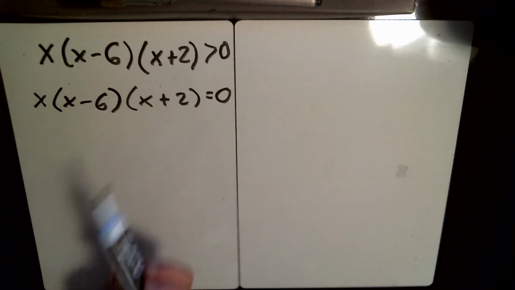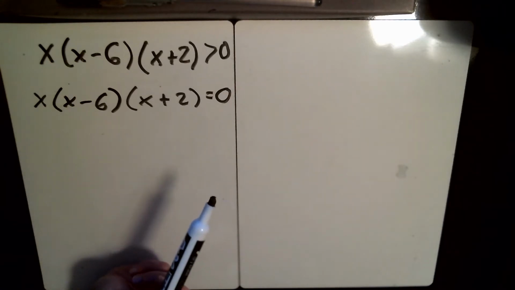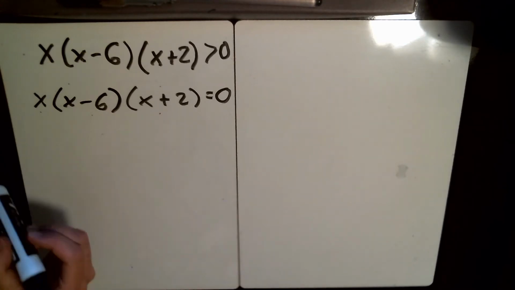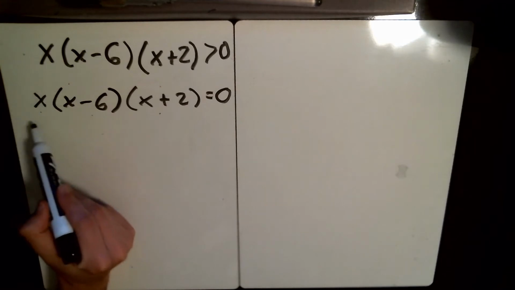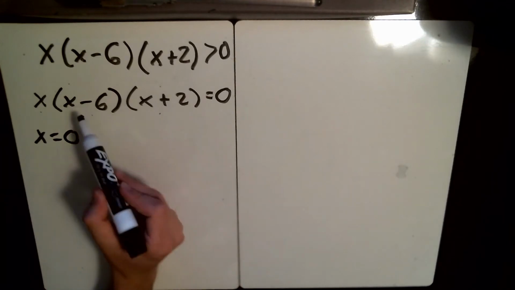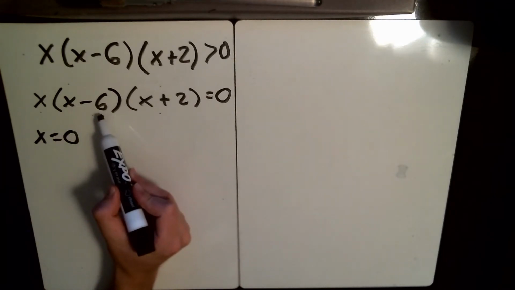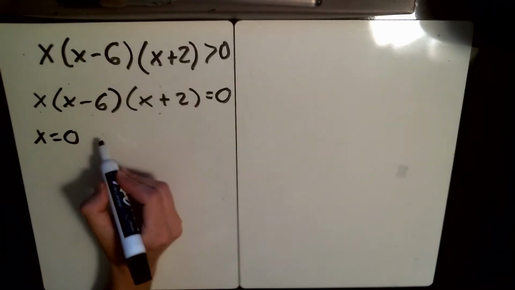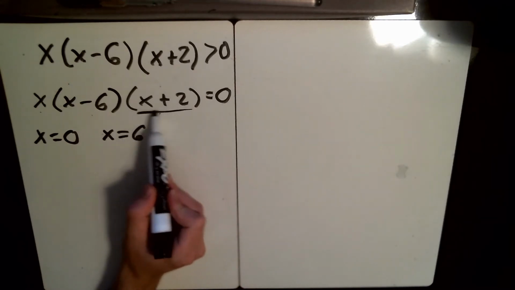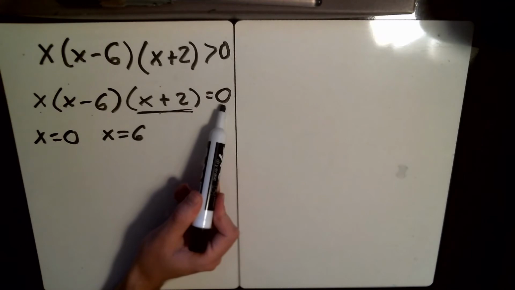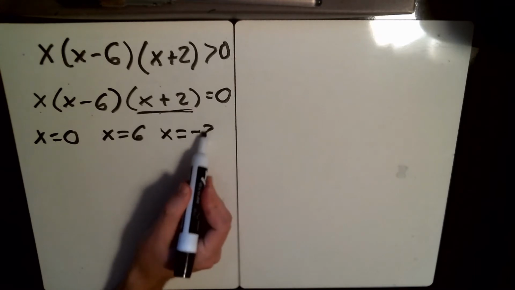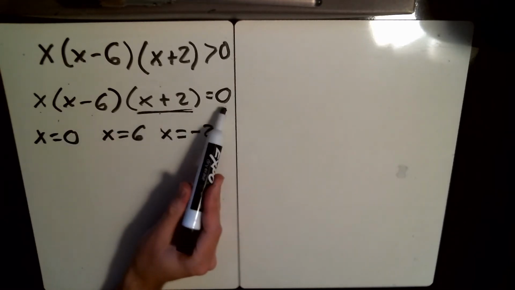Now the only way you can get 0 is if one of the factors is 0, right? In this case I have 3 factors instead of just 2 like I normally do. This first one gives me 0 if x equals 0. This one gives me 0 if x minus 6 is 0, which happens when x equals 6. And lastly, this factor equals 0 when x is equal to -2. So those are the 3 places where this could equal 0.